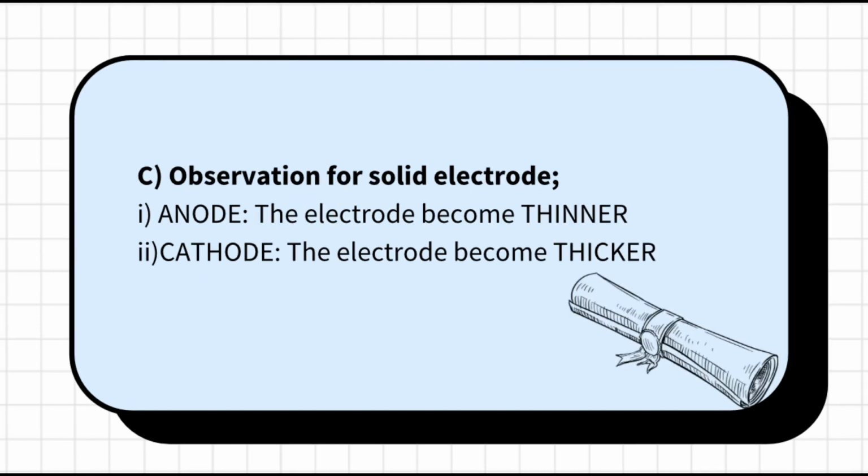Finally, we can predict what we would actually see in the lab. For anode, the electrode becomes thinner and the cathode, the electrode becomes thicker.